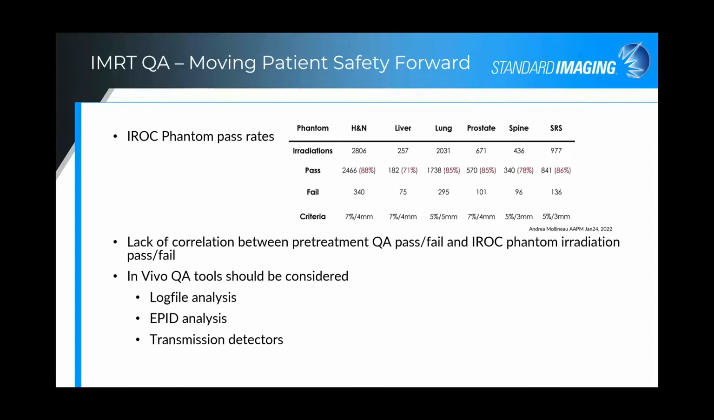And then in addition, the clinics send in information, including their QA, and there is shown to be a lack of correlation between pretreatment QA pass-fail and IROC phantom irradiation pass-fail. Further in the conference, other presenters suggested that in vivo QA tools should be considered, items such as EPID analysis, log file analysis, and transmission detectors. So with that short intro, I'll transition into log file usage techniques with Linac View.